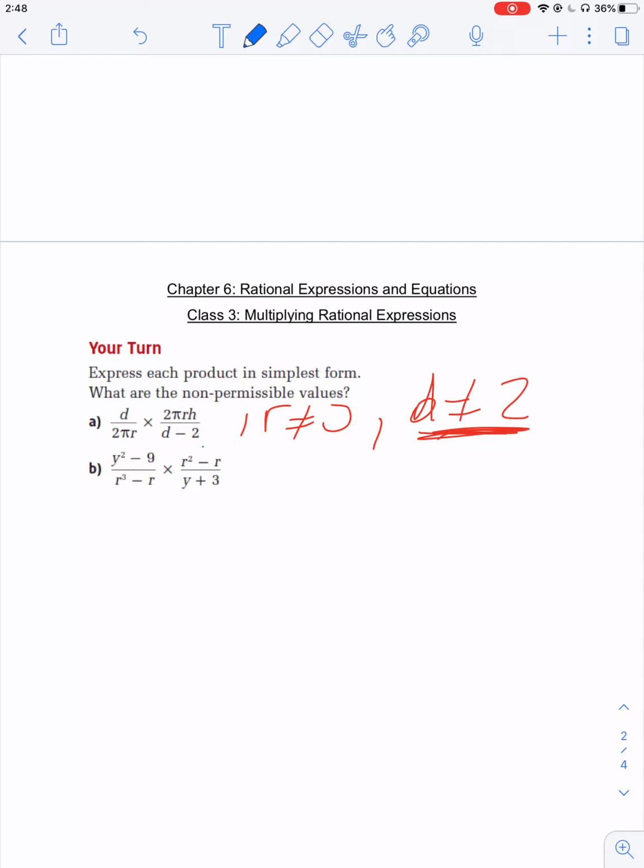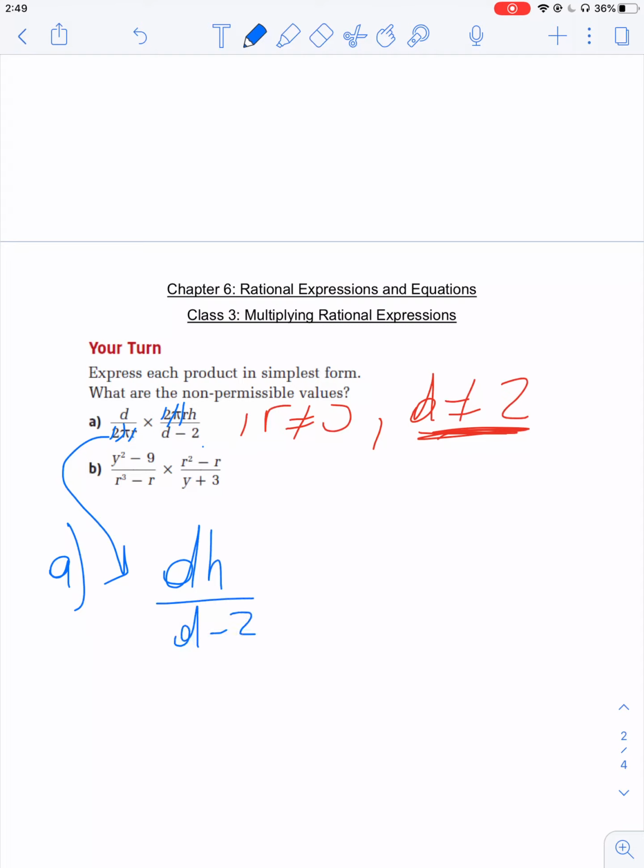Now what you can cross out is the 2 pi r. So the 2 cancels with the 2 over here, the pi over here, and the r, and the other stuff will just remain. So question A just simplifies to, let me bring this down with an arrow, the d survives on top with the h, and then you have d minus 2.